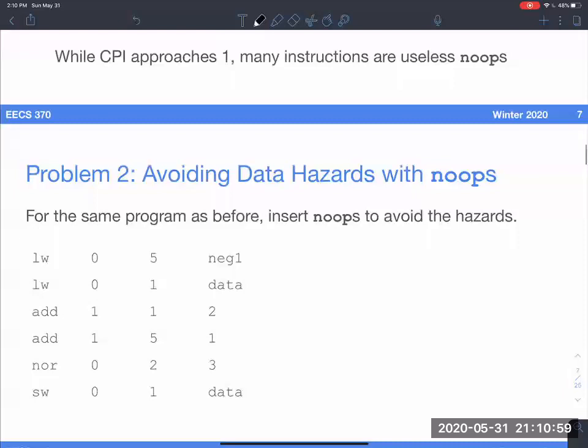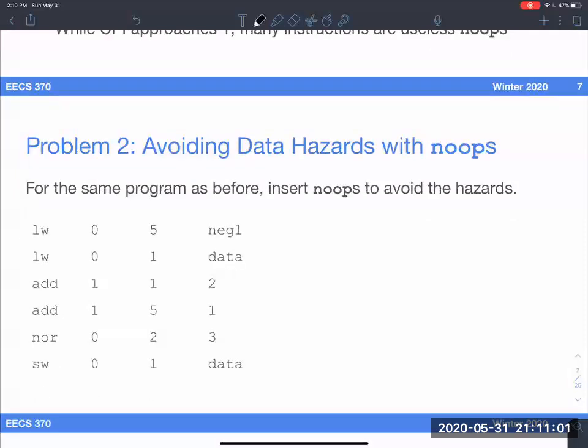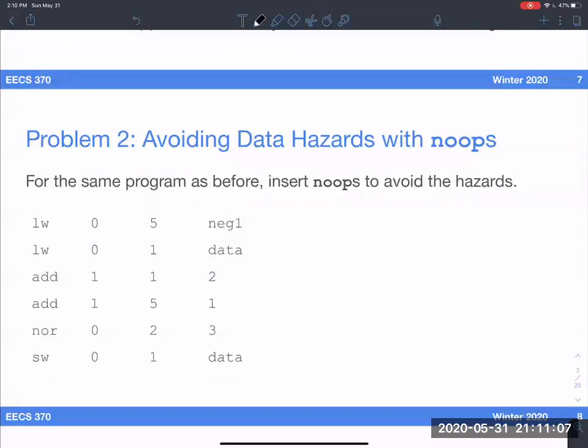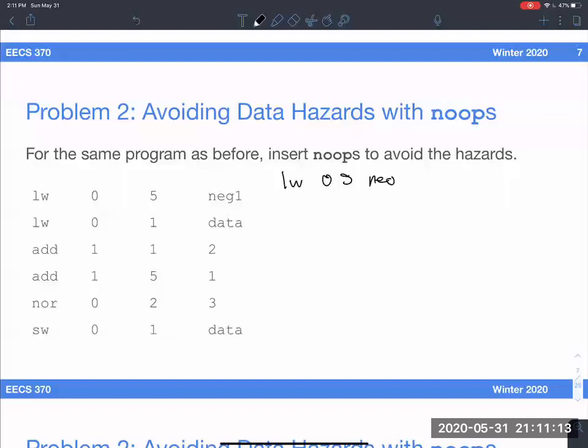So how do we avoid these data hazards with no-ops? We're going to do the same program as above, and we're going to insert no-ops to avoid the hazards. So we have lw 0 5 neg1, lw 0 1 data. And note, we had that dependency on add 1 1 2, right? So we have to insert 2 no-ops, since it's 2 instructions away.